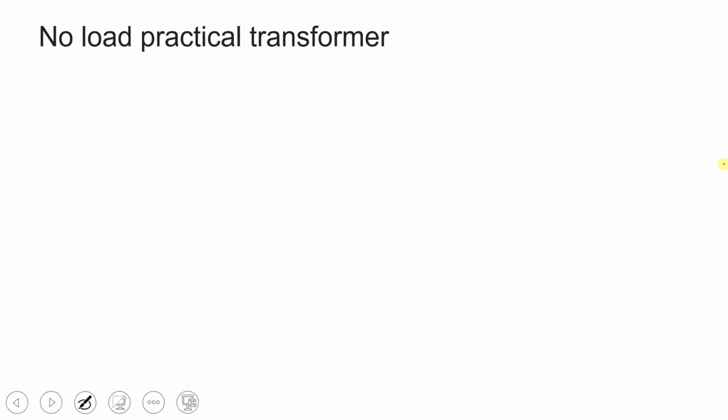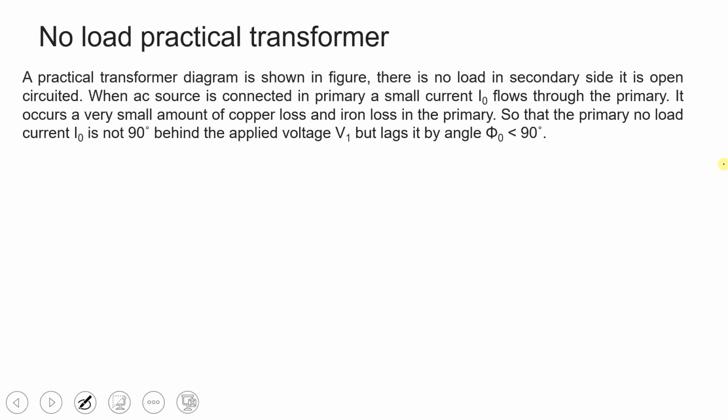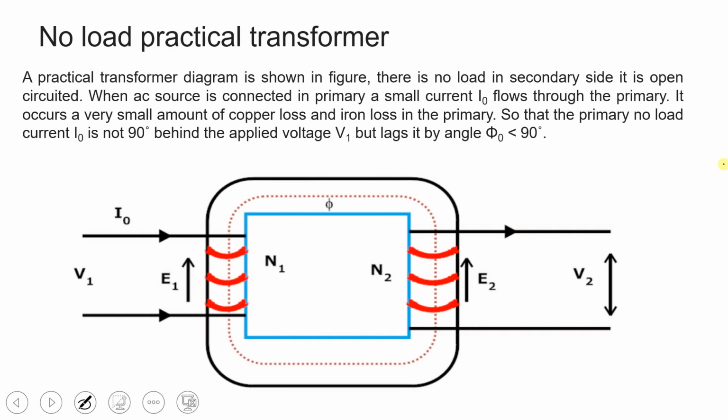Then we are talking about the no load practical transformer. This diagram shows the no load. No load means that on the secondary side we are not having any load across the secondary, and on the primary side we are having the applied voltage V1. In the practical transformer shown in the figure, there is no load on the secondary side.